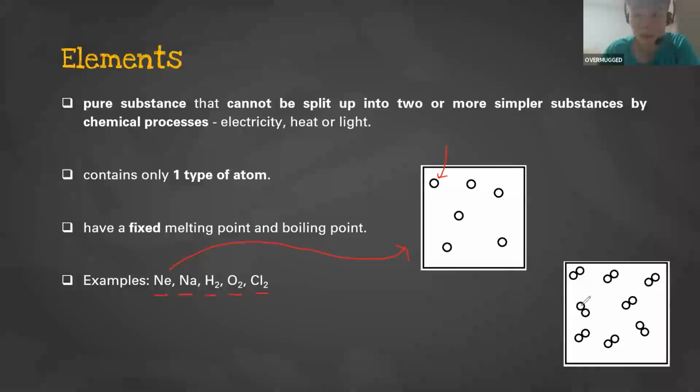And what about this? These will be examples of hydrogen, oxygen, and Cl2. These are still considered elements. There's only one type of atom present.